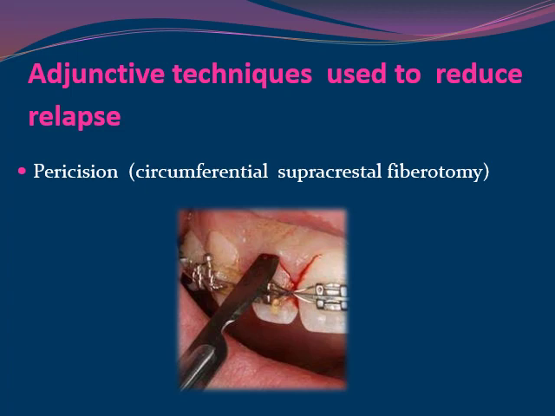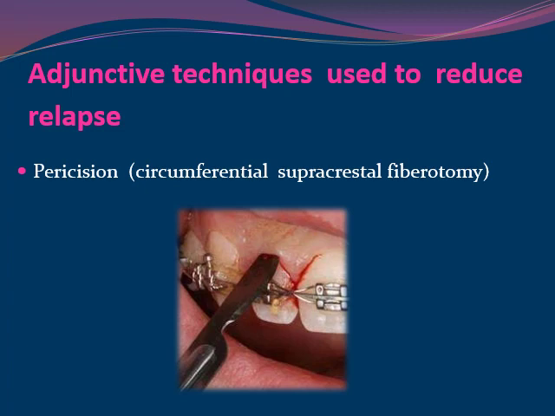Adjunctive techniques used to reduce relapse. These are soft tissue or hard tissue procedures used in addition to the retainers to increase retention and to get more stability. The first technique is pericision, or it is called circumferential supracrestal fibrotomy. We took some information about this technique in the previous slide. Now we will take more details about this technique.